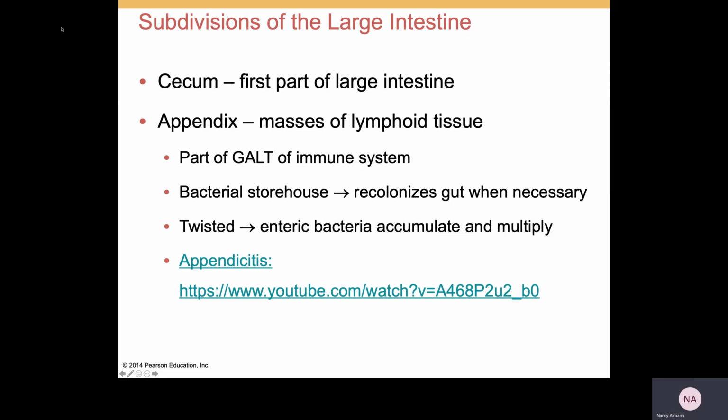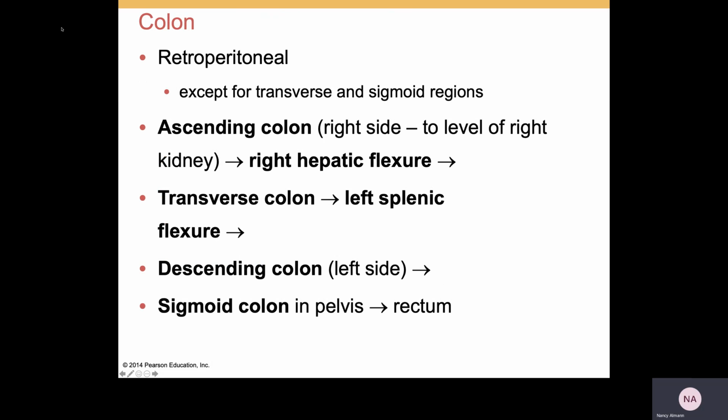It is a storage space for bacteria, your normal flora, and will recolonize your large intestine if your normal flora starts to die out. If it gets twisted, enteric bacteria accumulate and multiply, and you might end up with appendicitis, which needs surgical intervention. The colon itself is retroperitoneal, except for the transverse and sigmoid colons.